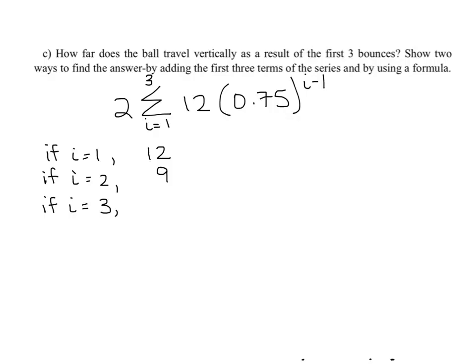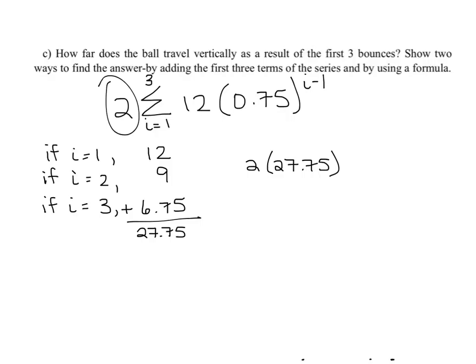That yields 6.75. So we have all of these added up together. So 12 plus 9 plus 6.75 is 27.75. But remember, we're bouncing, so you're going up and then down, up and then down, up and then down. So you actually have to do 2 times 27.75, and that's the 2 from right over here. And what you get with that is 55.5 feet. That's how far it goes.